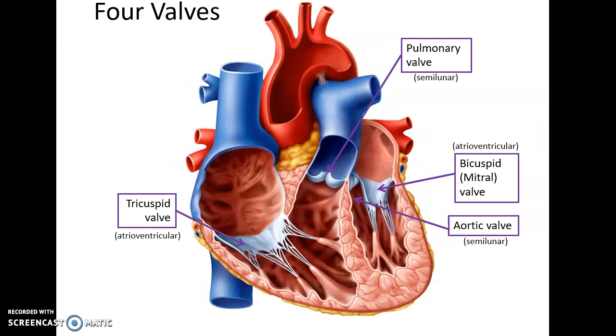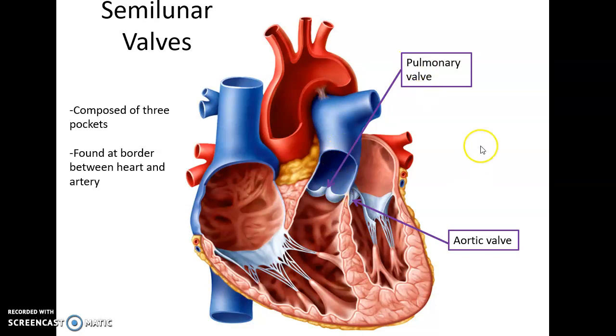All right, there are valves found in the heart, four of them to be specific. There's a valve between the right atrium and right ventricle called the tricuspid valve. There's a valve between the left atrium and left ventricle called the bicuspid valve. These valves are also known as atrioventricular valves because they're between the atrium and the ventricle. Then we have the pulmonary valve in the right ventricle and the aortic valve, you can just barely see it, in the left ventricle. These valves are known as semilunar valves because they're between the ventricle and a blood vessel. So pulmonary valve between the right ventricle and the pulmonary trunk, aortic valve between the left ventricle and aorta.